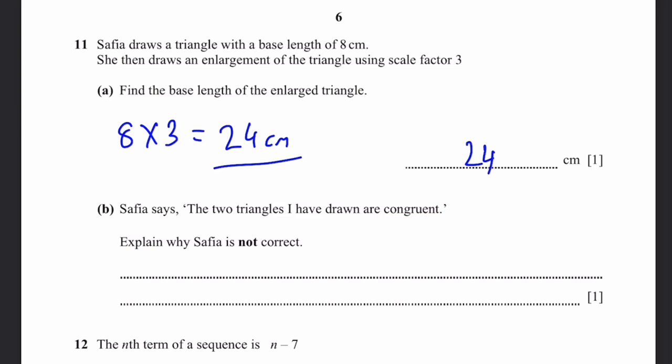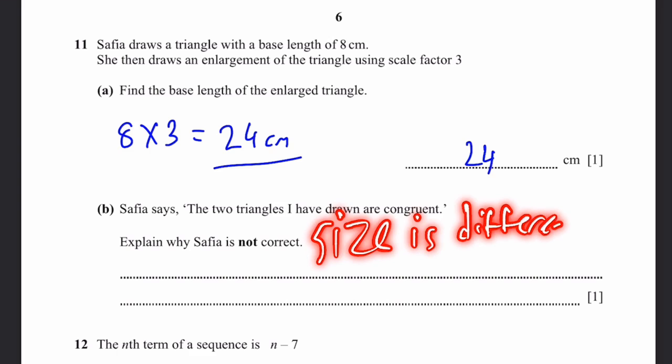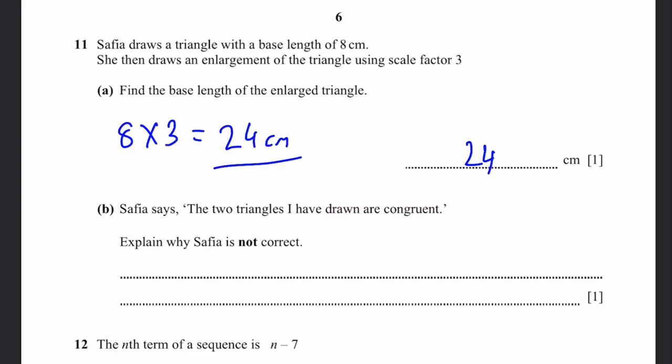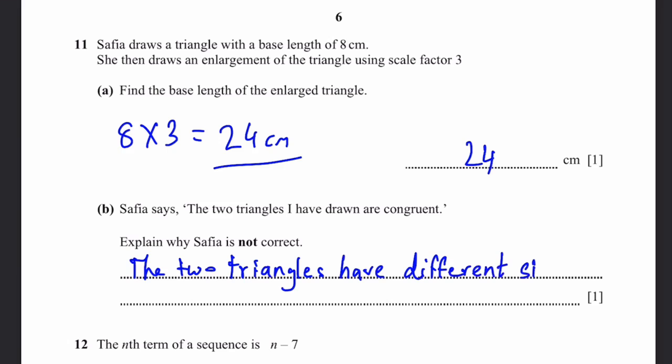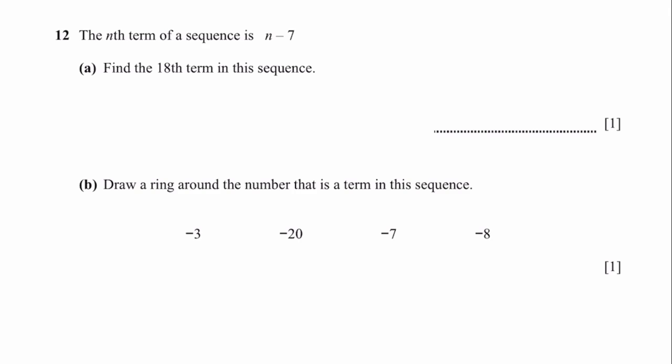Well, one of them has been enlarged to a larger shape, so that means the size is different, right? It's not the same or not equal, right? So that means we can just write the two triangles have different sizes. That's the answer.